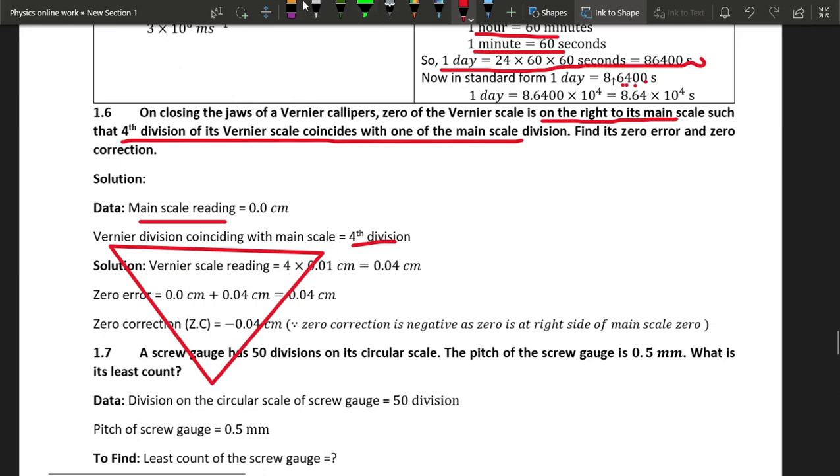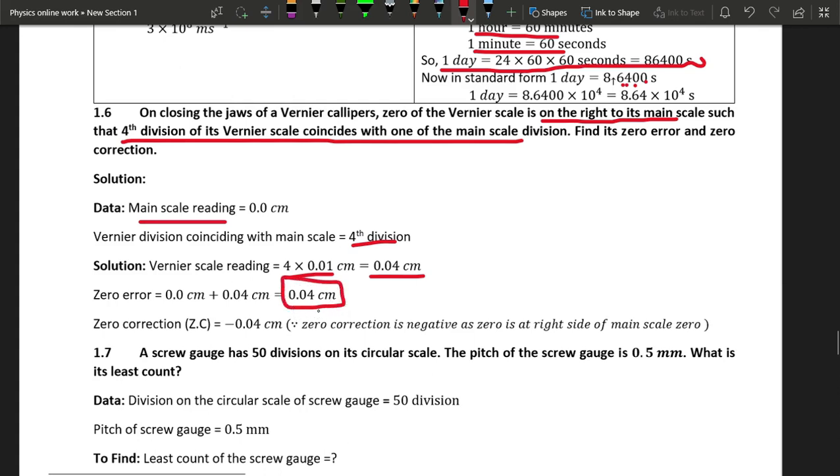By multiplying this fourth division with the least count of the vernier caliper, and we know that the least count of the vernier caliper is 0.01 centimeter. When we multiply this least count with this division, we get 0.04 centimeter, which is the vernier scale reading. Now zero error is the main scale reading plus the vernier scale reading, so it will be 0 plus 0.04 centimeter. The answer will be 0.04 centimeter. This is called zero error.